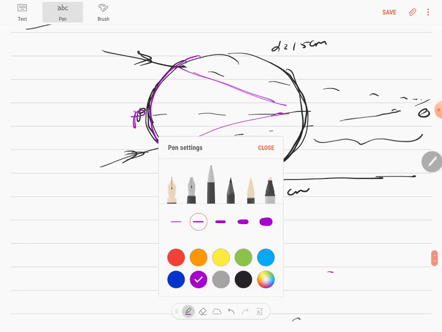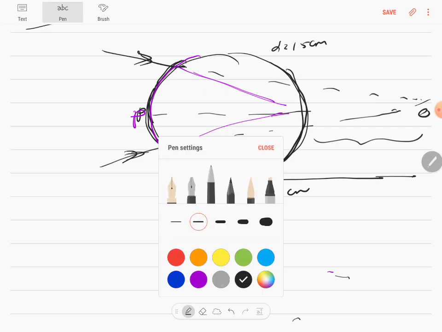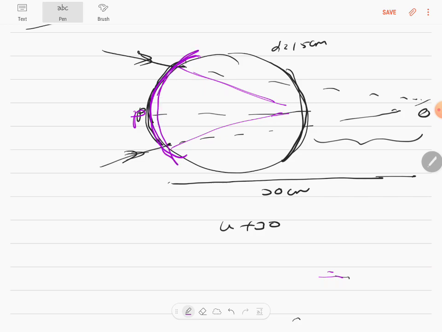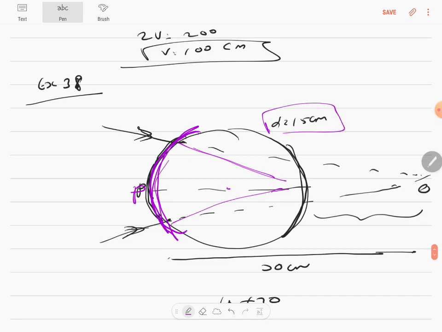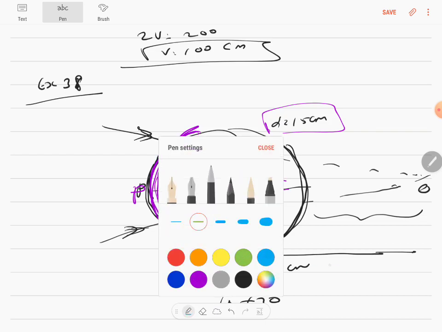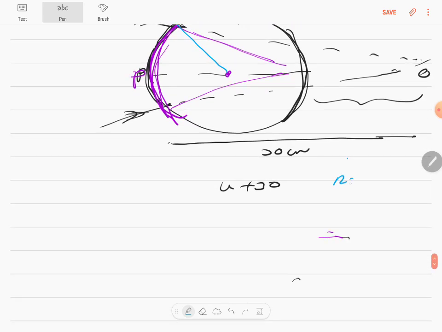What I can say is, for this spherical refracting surface, which is the first surface, u is plus 30, to the right side of it. You know u is 30, and you know the diameter has been given, so you know the center of curvature. The normal will pass through the center of curvature, and that will be the radius of curvature, which will be 15 by 2. So I know the radius of curvature is 15 by 2.